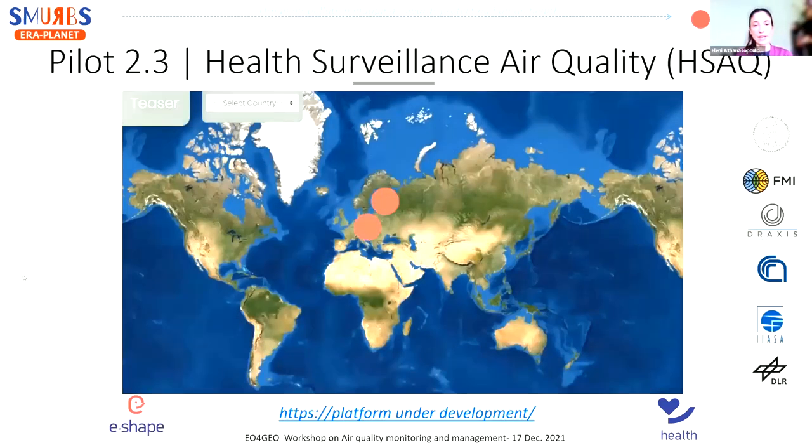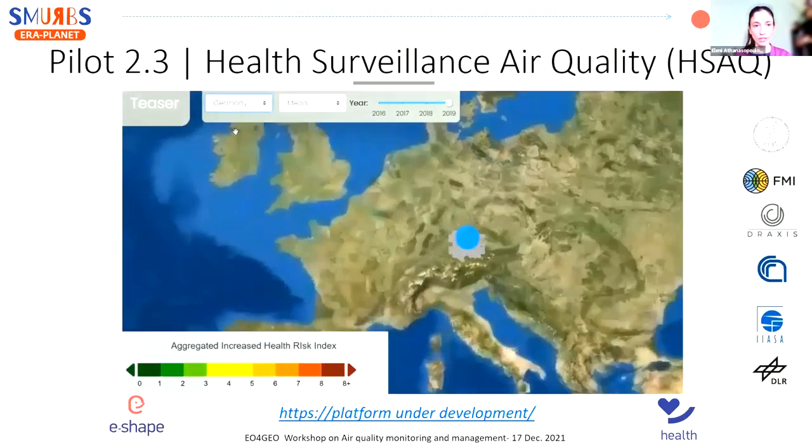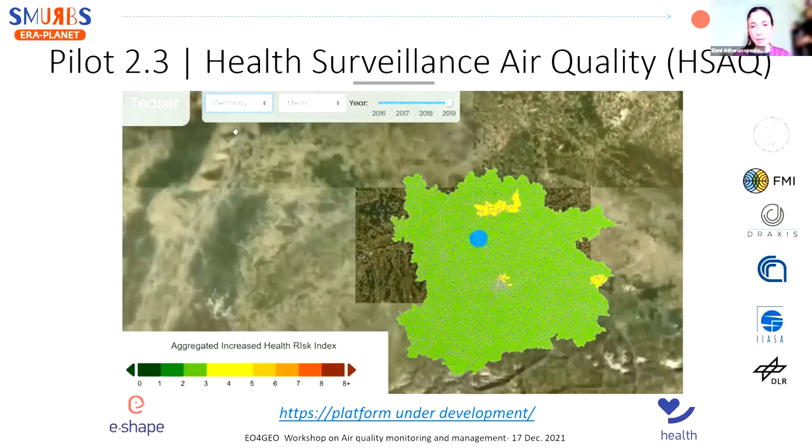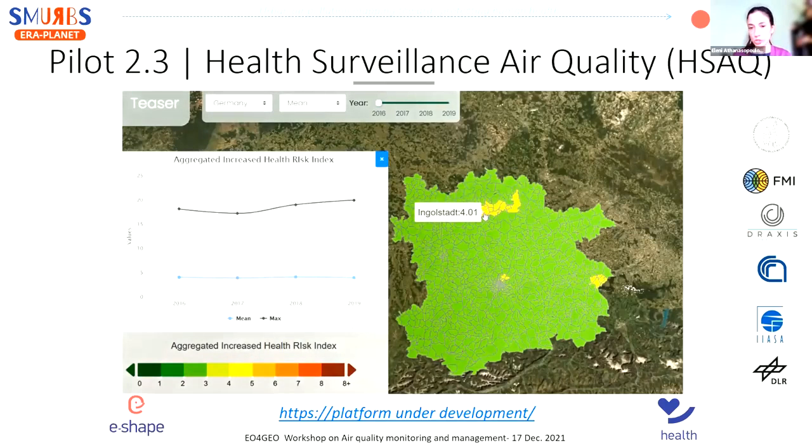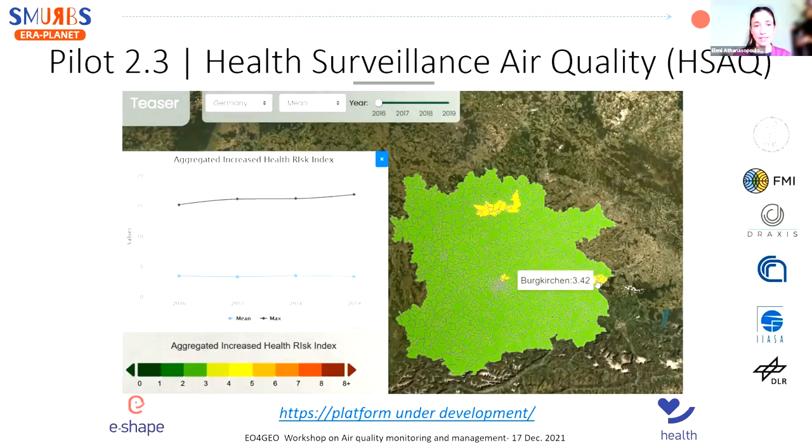So here we see, as I said, it will be populated with more dots. We can see, for example, that when we focus over Munich, we can see annual values of a health risk index by municipalities around the Munich area. We can see the mean and the maximum values of this risk index.